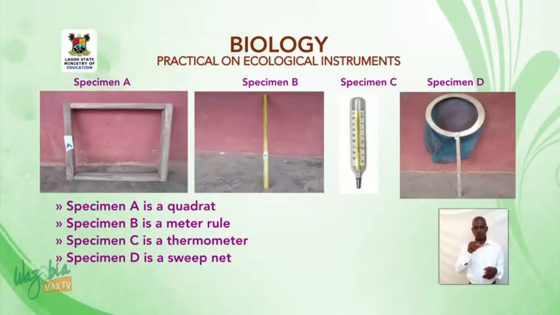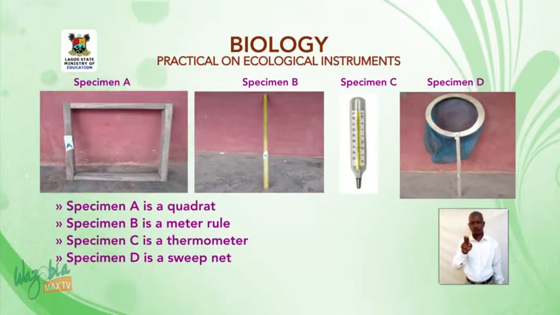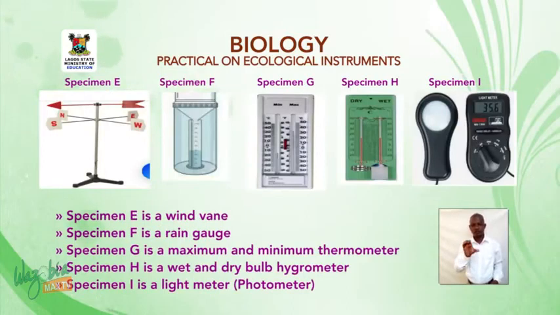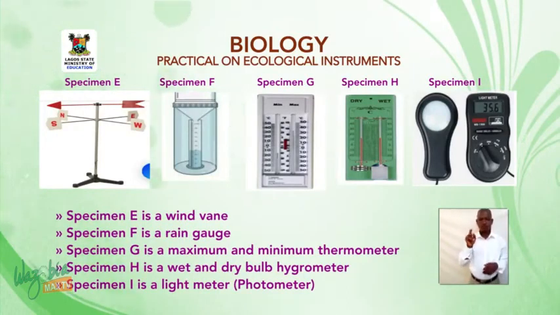Specimen A is a quadrat. Specimen B is a meter rule. Specimen C is a thermometer. Specimen D is a sweep net. Specimen E is a wind vane. Specimen F is a rain gauge. Specimen G is a maximum and minimum thermometer.